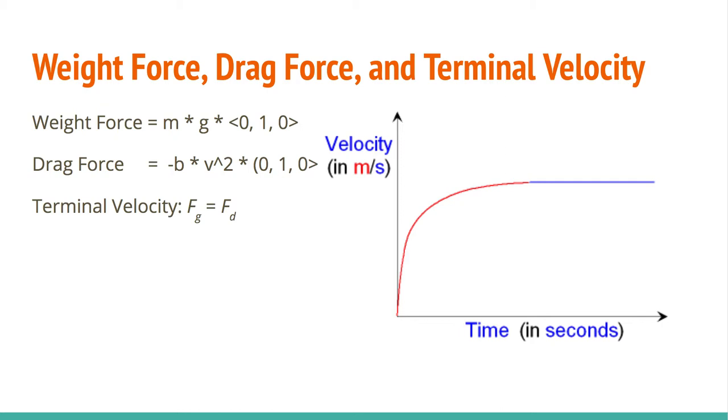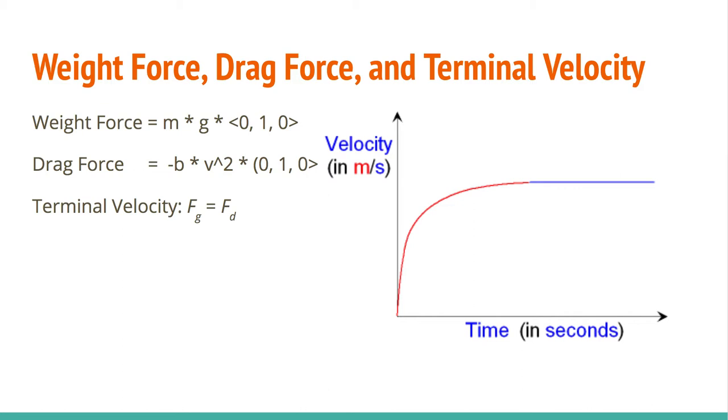Weight force can be defined by the equation mass times gravity times the unit vector for the positive y-axis. The drag force is the resistance force caused by the motion of a body through a fluid, such as water or air, and it can be calculated using the equation the negative proportionality constant for the magnitude of drag force, signified by b, multiplied by the velocity squared, multiplied by the unit vector for the positive y-axis.